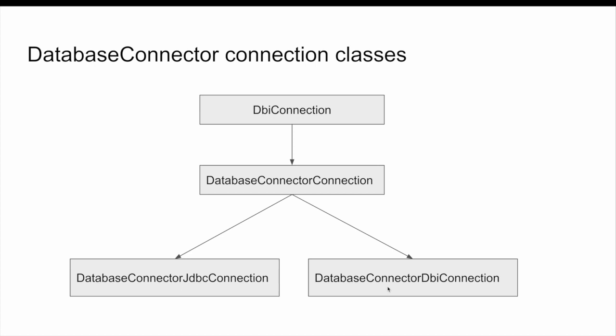And then we have another class called database connector DBI connection, for which database connector does not provide the driver. Right now this is just SQLite. So this is where database connector relies on the RSQLite package for the actual driver functionality. But keep in mind that these are all DBI connections, so they're all inheriting from DBI connection.